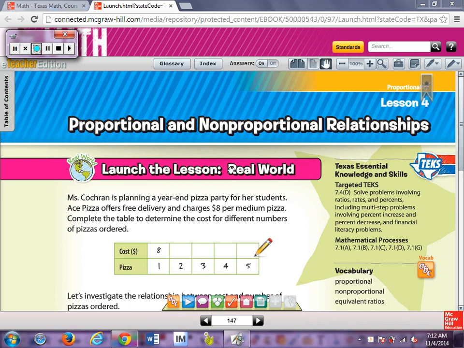Good morning. This is Chapter 2, Lesson 4, Proportional and Non-Proportional Relationships. And we're going to begin here on page 147. Here it says, launch the lesson in real-world activity.